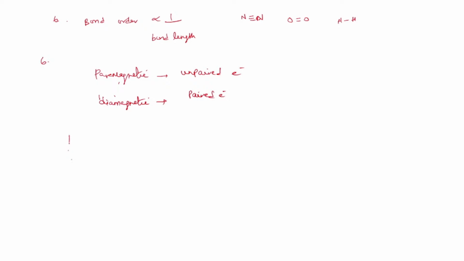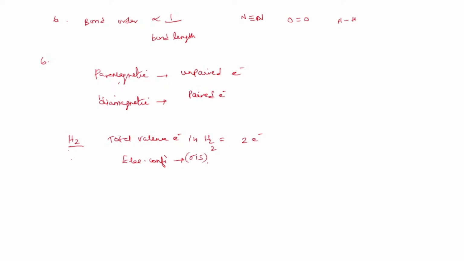What is the total number of valence electrons in the hydrogen molecule, H2? One hydrogen has 1, two hydrogens, so totally 2 electrons, correct? We should fill those electrons in these orbitals. What is the electronic configuration? We have only 2 electrons, which we fill in sigma 1s squared. Is this bonding or anti-bonding? This is bonding, right?